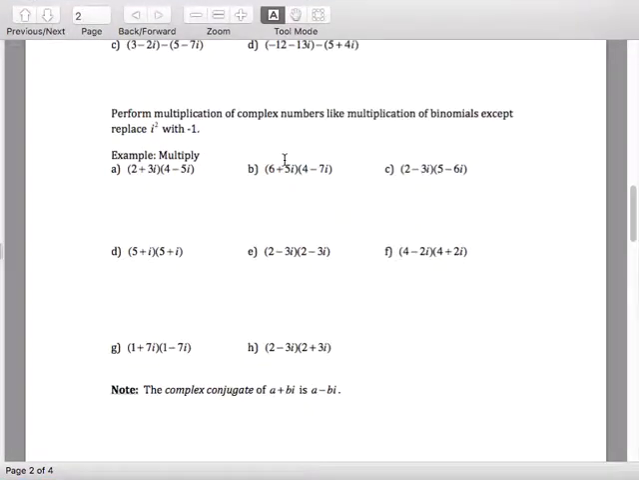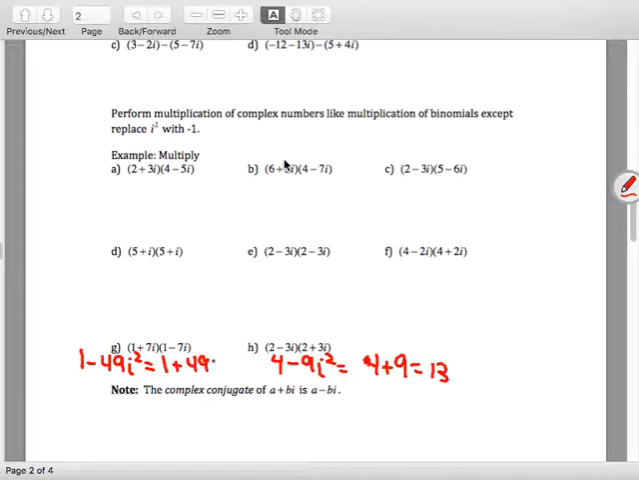So, what I want you to notice from yesterday, we saw that it was 4, the outer and inner cancel, and I got minus 9i squared, so it was 4 plus 9 is 13. And over here, the outer and the inner cancel, and I got 1 plus 49, which is 50. So that was from yesterday.